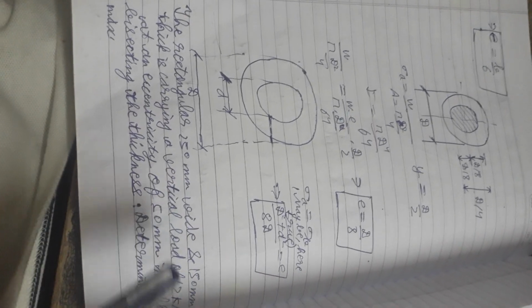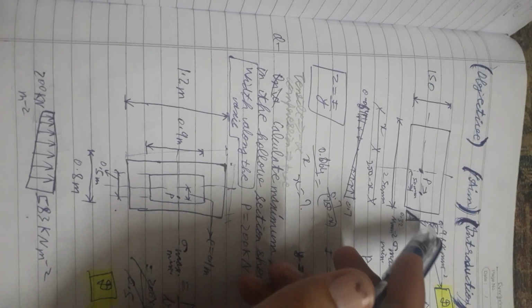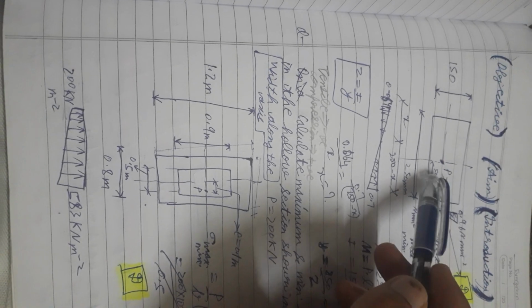A rectangular section 250 mm wide and 150 mm thick is carrying a vertical load of 12 kN at an eccentricity of 50 mm in a plane bisecting the thickness. Determine the maximum stress. Here it is 150 mm, here it is 50 millimeter, and here it is 250 millimeter.